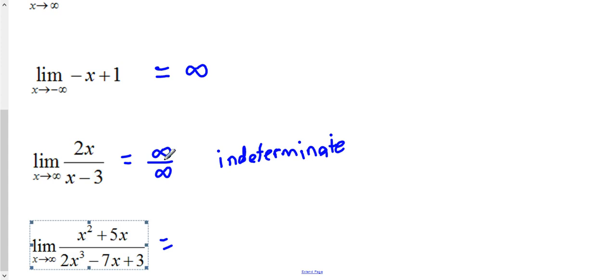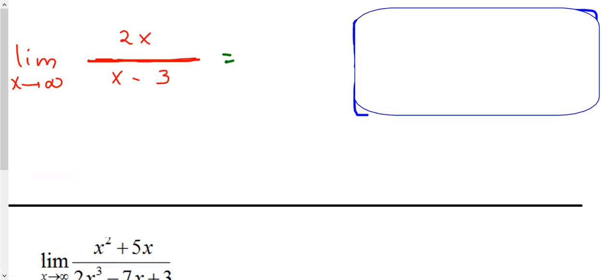And same thing with this example on the bottom of the page. The top goes to infinity. The bottom goes to infinity. So once again, indeterminate form. So for those kinds of problems, when you have a rational function with a polynomial on the top and a polynomial on the bottom, as x goes to infinity, there's actually a little trick that we can use. So instead of having to look at the graph every time, the trick is you divide the top and the bottom by the highest degree term of the denominator.